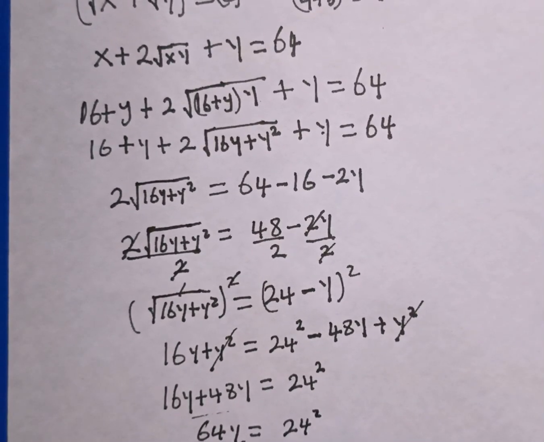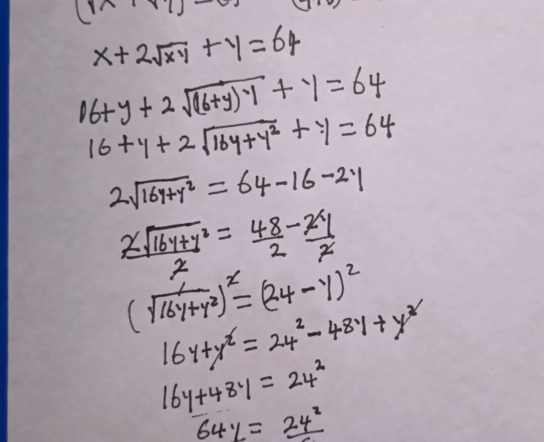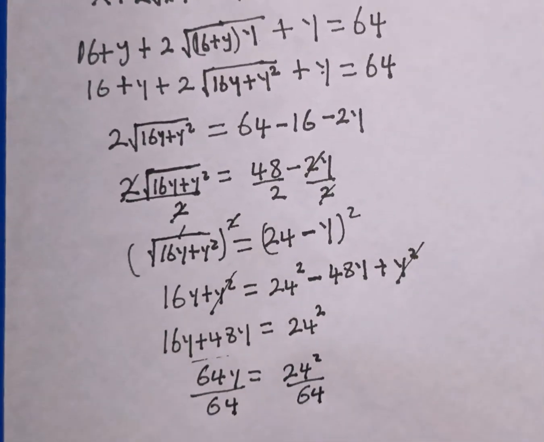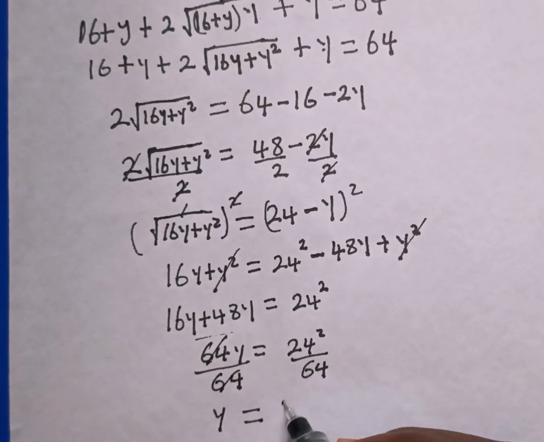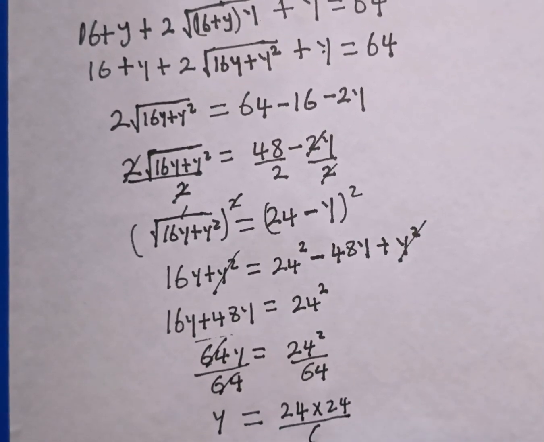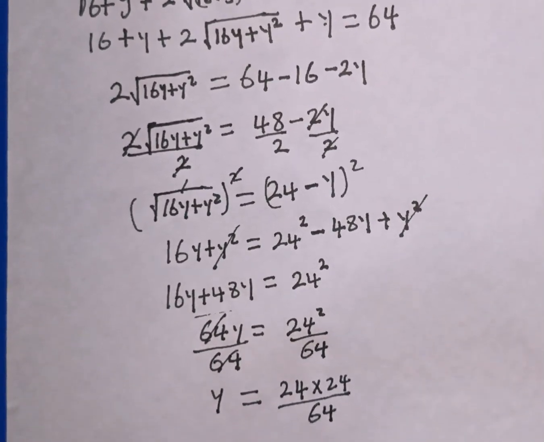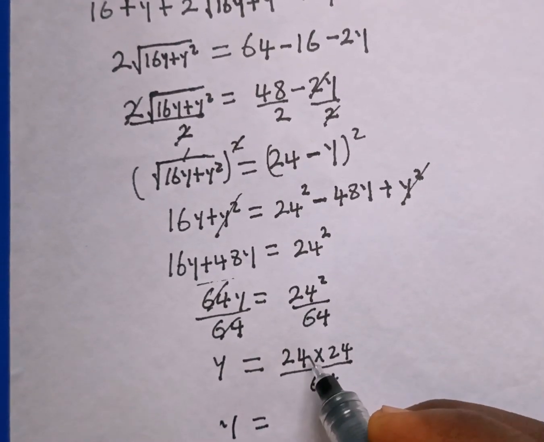Then we can divide both sides by the coefficient of y, which is 64, and also here we have 64. So that the 64 is going to cancel this 64. We're left with just y, which is equal to 24 square. We can write this as 24 multiplied by 24, all over 64.